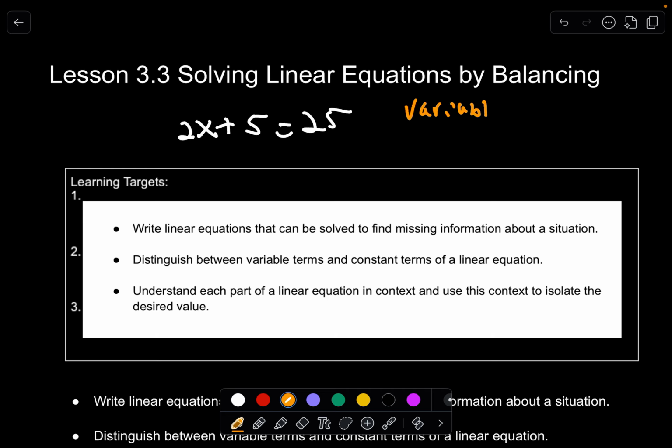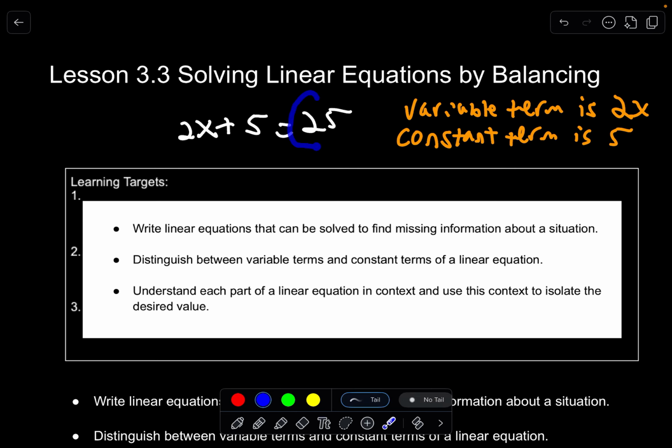The variable term is 2x. The constant term is 5. You could also make an argument that the constant term is also 25 in this equation, but we're just looking at the thing holding hands with the variable. So basically, we're breaking down the left side of this equation.